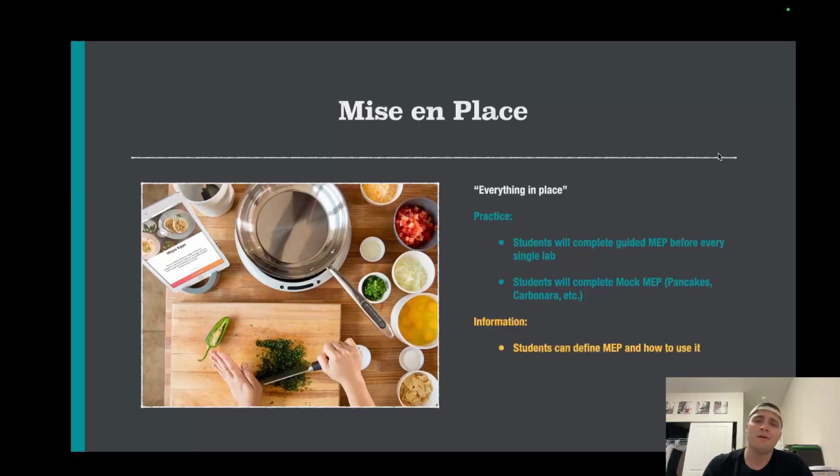A cool idea that I found on the internet that I thought was pretty awesome was to have students actually do trials where they complete mock mise en place. So, okay, you've got to get ready. We're making pancakes. What are you going to get out? And I have the students go.